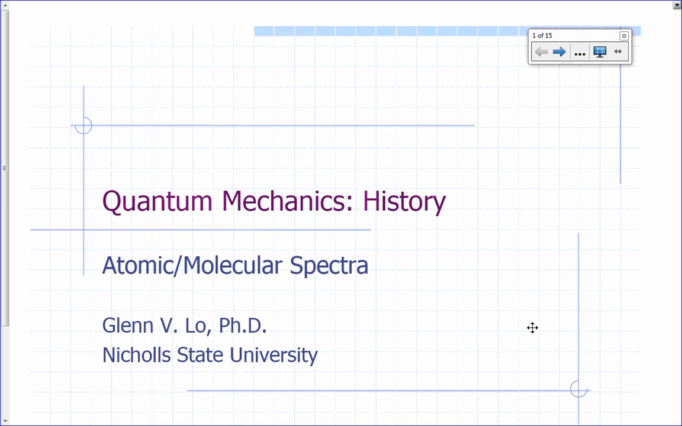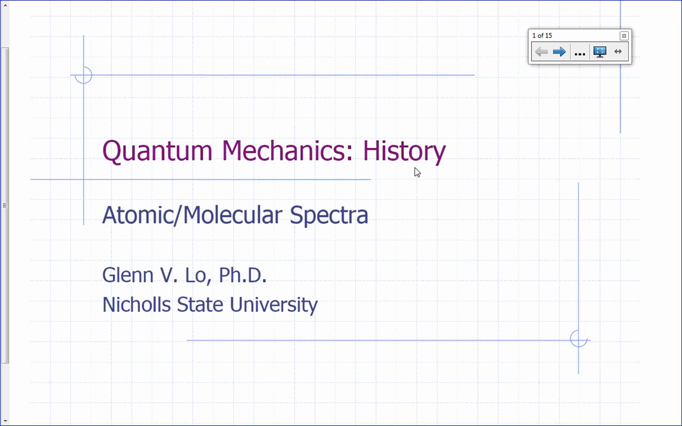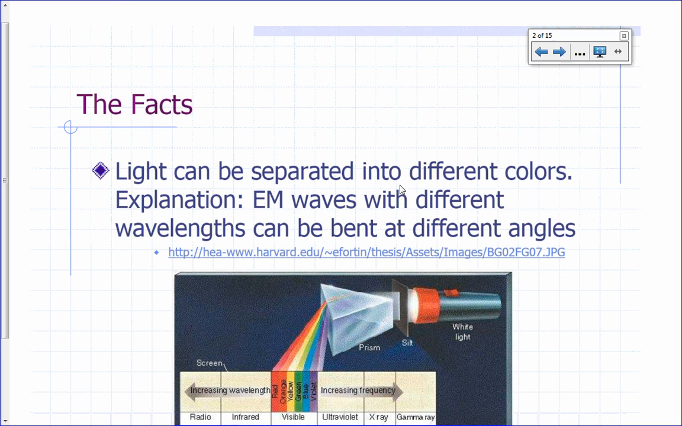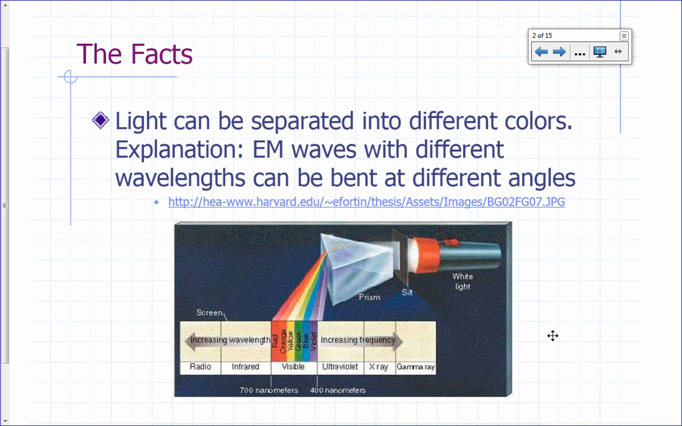We're now going to talk about atomic and molecular spectra and how these are explained using the concept of quantization. Okay, so let's first talk about the facts about light.